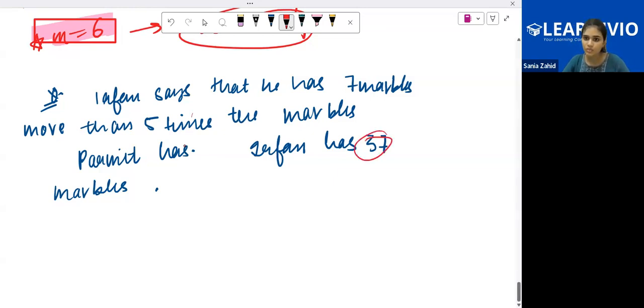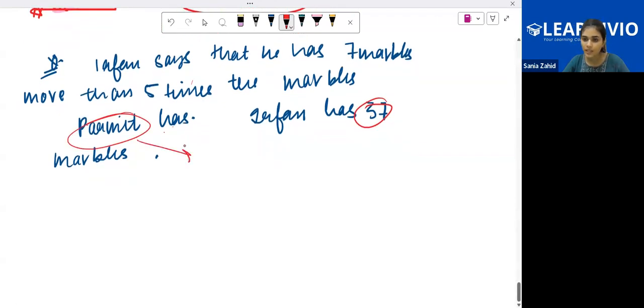So the number of marbles with Irfan is already given to you, which is 37. So what will be the number of marbles with Permeet, first of all? Let's consider them to be any variable x. Now let's try to form the equation. Irfan says that he has 7 marbles more than 5 times the marbles with Permeet. What will be the equation? It's not 7x. It's 7 marbles more than 5 times. Five times, so 5x. And 7 more, so plus 7.